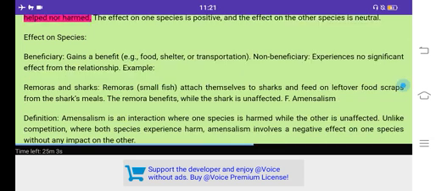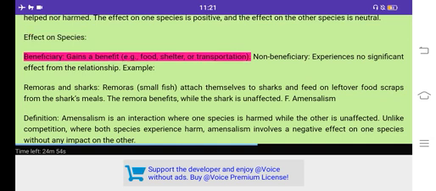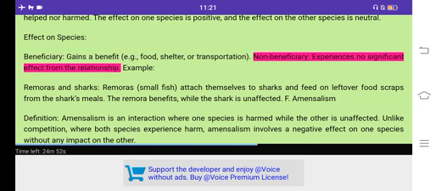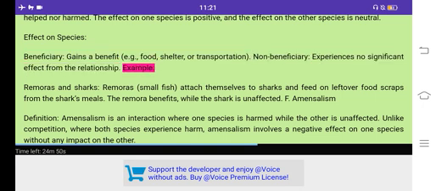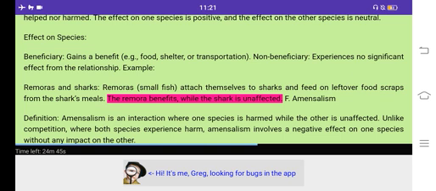Commensalism. Commensalism is an interaction where one species benefits, and the other species is neither helped nor harmed. The effect on one species is positive, and the effect on the other species is neutral. Effect on species: the beneficiary gains a benefit, e.g., food, shelter, or transportation. The non-beneficiary experiences no significant effect from the relationship. Example. Remoras and sharks: remoras, small fish, attach themselves to sharks and feed on leftover food scraps from a shark's meals. The remora benefits, while the shark is unaffected.